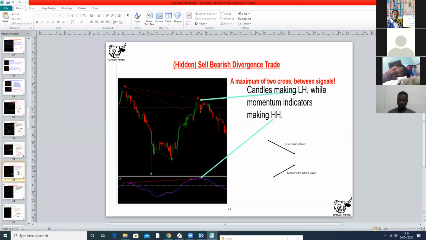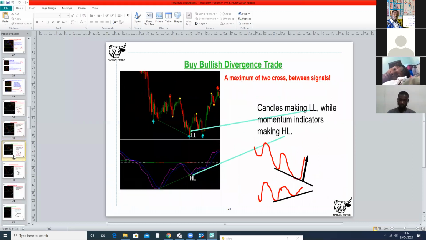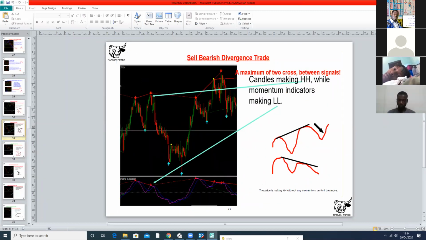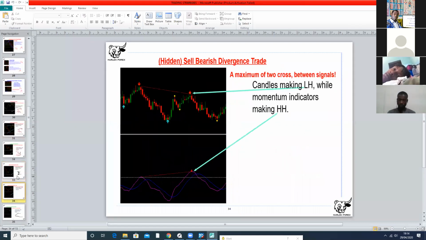So these two are just the normal bullish and bearish divergence trades. But what we also have is another sort of strategy. And remember, guys, I'm just sharing this with you now, but it will take time for you to grasp all this knowledge. This is what we call hidden, meaning it's not going to be easy for you to spot. Look at what's happening this time: the price is going down, but the momentum indicator is going up.